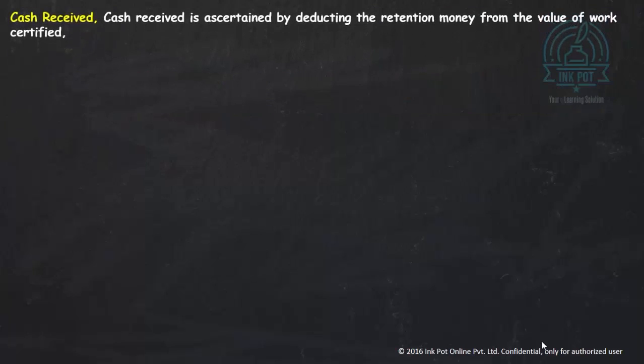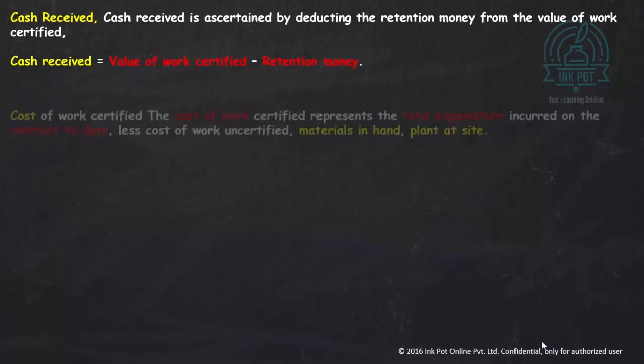Cash received. Cash received is the value of work certified minus the retention money. For example, the surveyor of the architect has certified the work up to the extent of say 50,000. But the entire 50,000 will not be paid to the contractor. He may retain some money, say up to 10,000. Now 40,000 is paid to the contractor. That is cash received by the contractor.